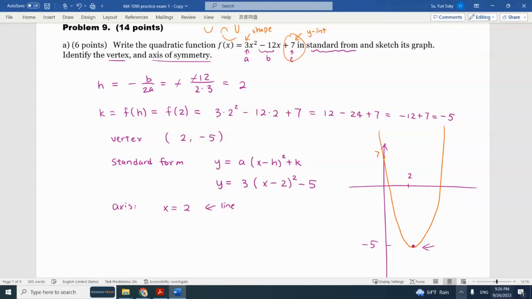Okay. Let me make it look better. So it's like symmetry. Okay, this is better. So this is the parabola. So far, so good, everybody? If you can understand problem 9, could you type 9 in the chat?